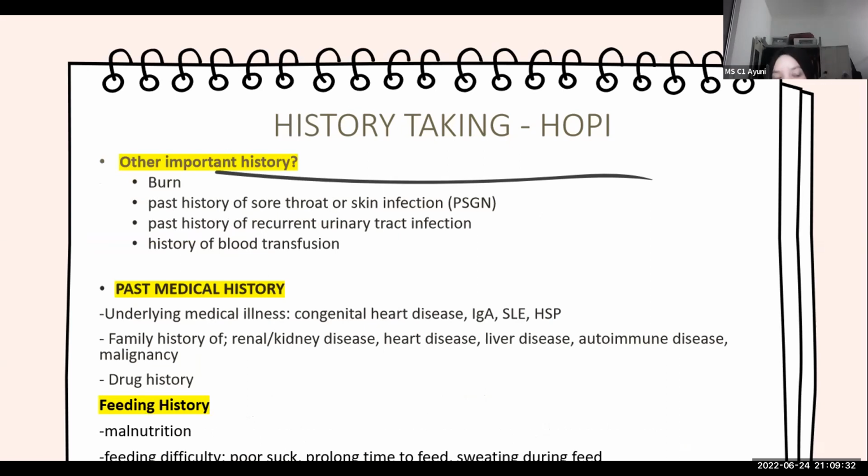Past history of recurrent urinary tract infection, which may cause a kidney infection now, or any history of blood transfusion, which may give a patient infection, for example, Hep B or Hep C. So for past medical history, we have to ask the patient about any underlying medical illness, mainly congenital heart disease, IgA, SLE, and HSP. So if there is any family history of renal, heart, or liver disease, drug history, and feeding history, because the patient may be malnourished, or there's any feeding difficulty, for example, manifested by poor sucking, prolonged time to feed, sweating during feeding. So the patient might be malnourished.